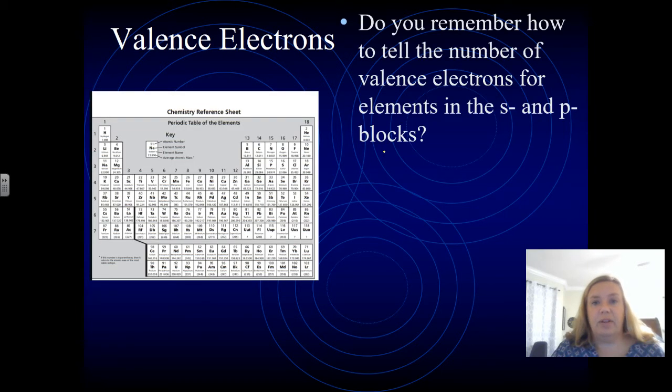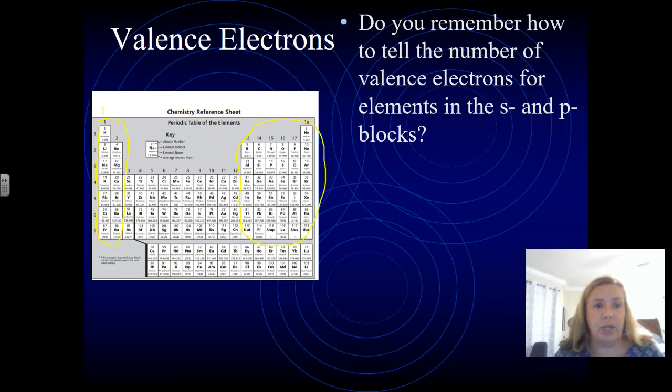So here we have the valence electrons, and just a quick recap. Do you remember how to tell the number of valence electrons for the elements in the S and the P block? So remember, the S block is here, and our P block is here. And if you just recall, we're just going to count and fill the octet rule more or less.